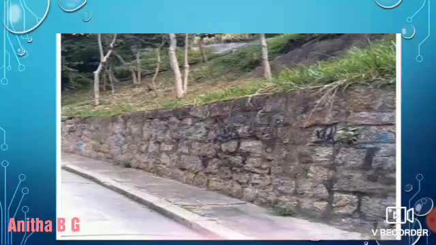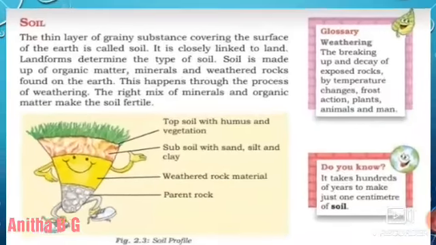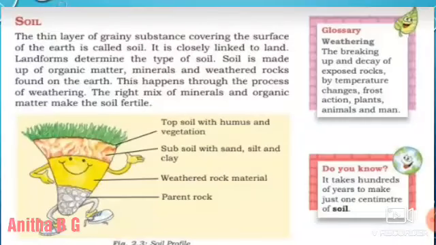Next in today's topic, let's know about soil. So what is soil? The thin layer of grainy substance covering the surface of the earth is called soil. So soil means it is a thin layer, a grainy substance. It covers the surface of the earth. It is closely linked to land. Landforms determine the types of soil.